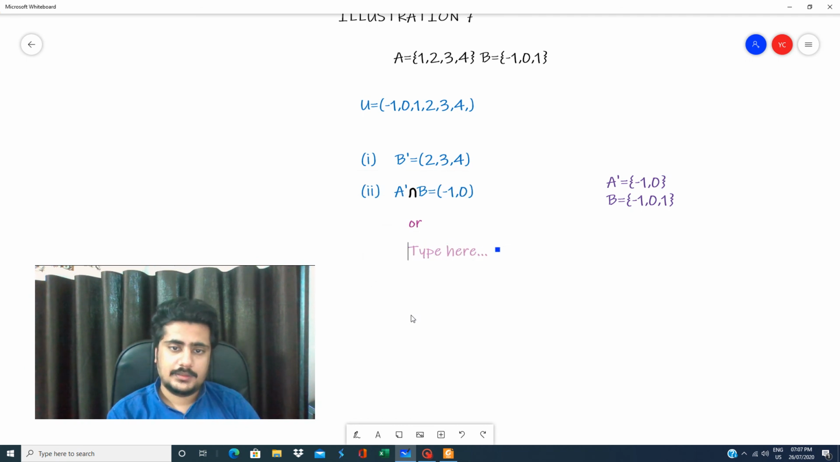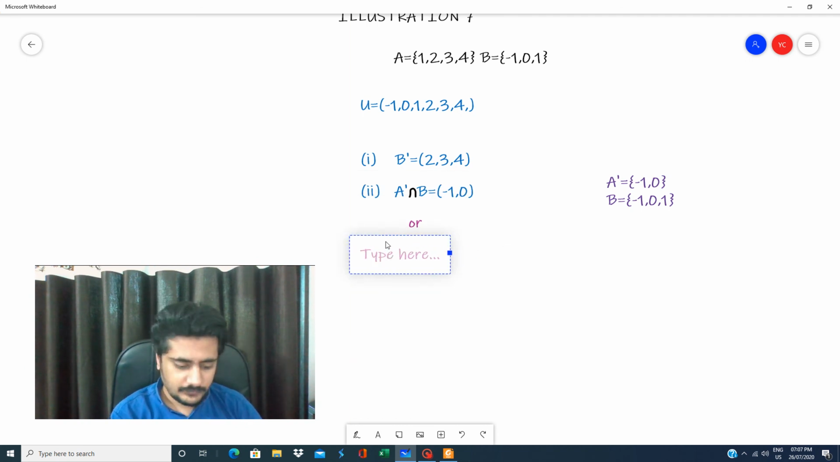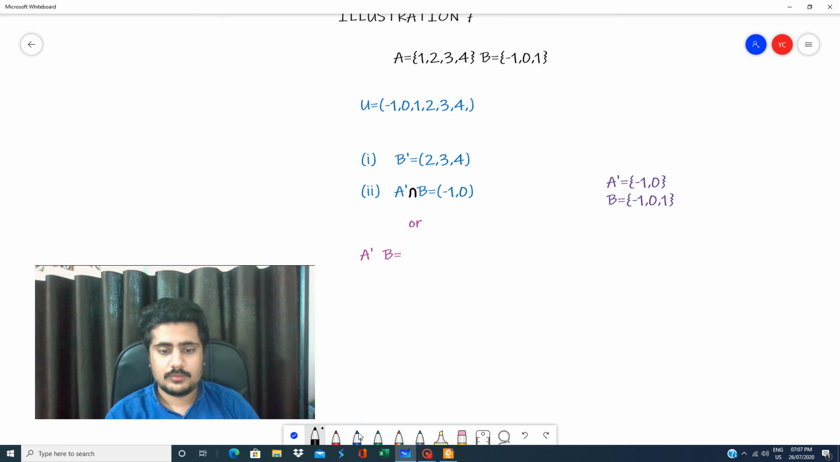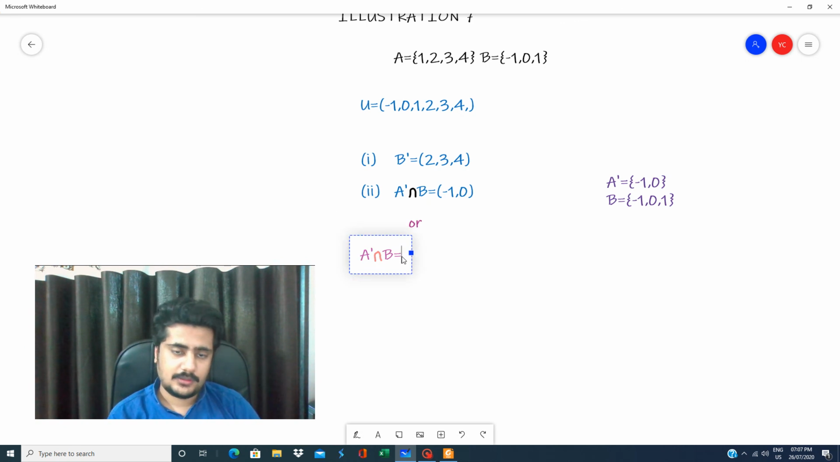Now what is this another way? E dash intersection B is equal to... Now actually this has a formula. What is A dash intersection B? A dash means A is not there, only B is there. So this is actually B minus A. Now you have to learn this formula: A dash intersection B is B minus A. Somewhere in the chapter it might be used, so I am teaching you here itself.